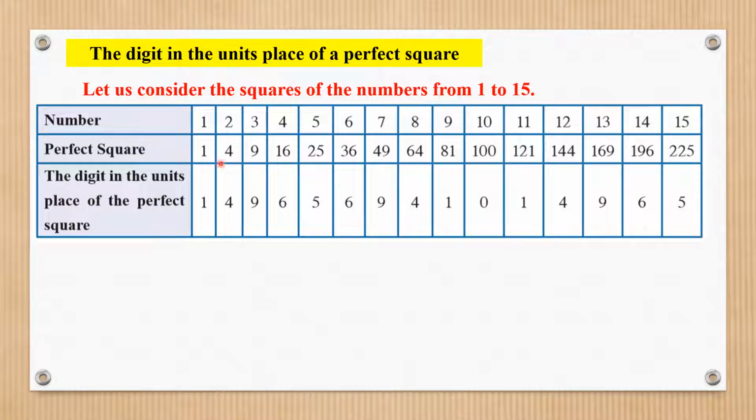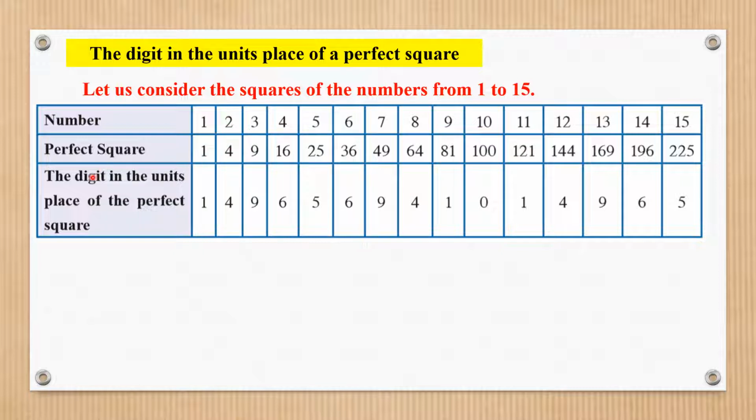Now you can see a table. First let us consider the first two rows. The first row represents the number: first square number, second square number, third square number, fourth square number, up to 15. The second row represents the perfect square. The first perfect square is 1, the second perfect square is 4, the third perfect square is 9, the fourth perfect square is 16. And our target is to find the digit in the unit place of these perfect squares.